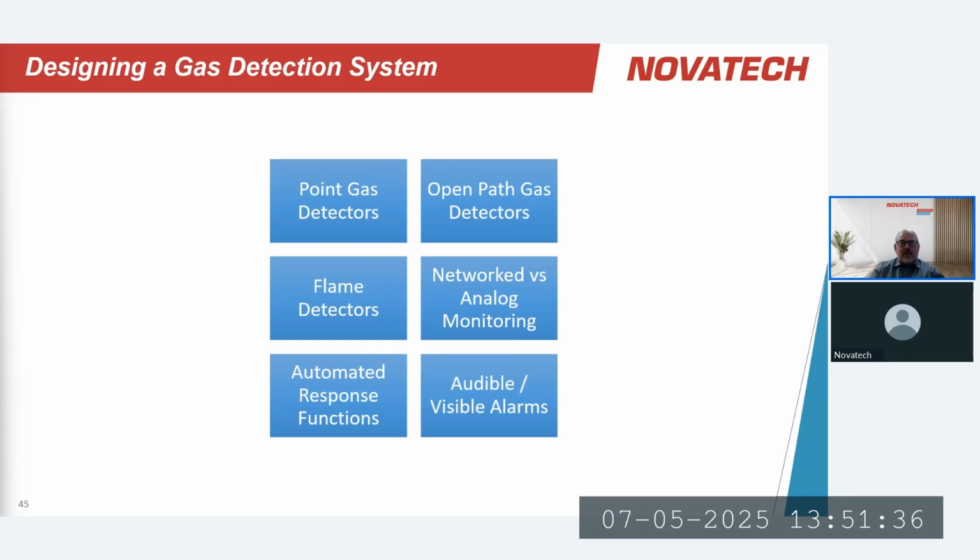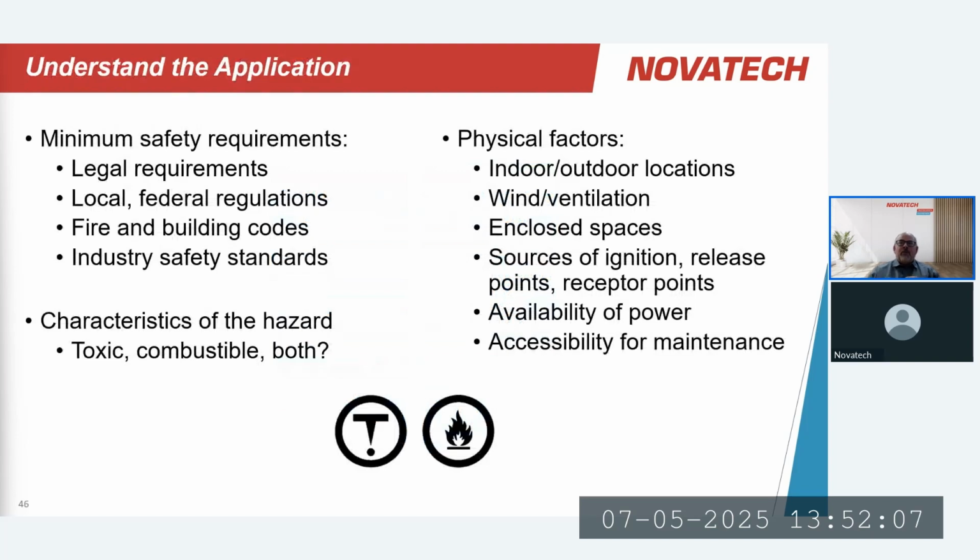We have to evaluate all of our options. Are we looking at point? Are we looking at open path? Are we looking at flame detection? Are we looking at a combination of 2 or 3 of these technologies? Do we look at networked versus analog sensors? Do we look at automated response functions such as shutting off a fan, shutting a valve from a process? Do we need annunciation of some kind to give warning to our personnel so that they can safely evacuate the location?